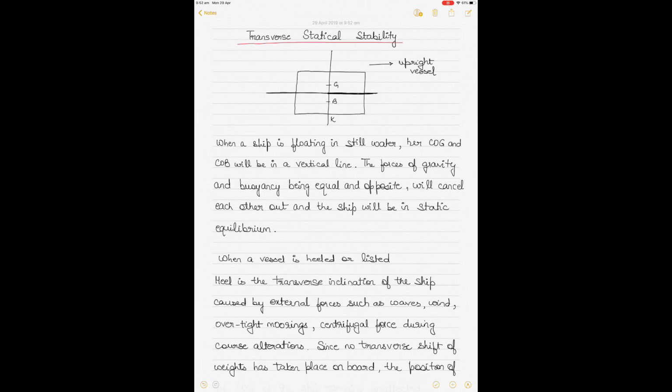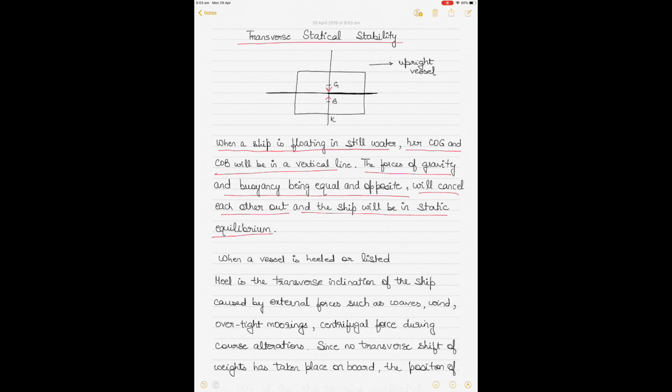Now this is a box-shaped upright vessel, and let's say that when a ship is floating in still water, and that means she's not rolling or pitching, her center of gravity and her center of buoyancy will be in vertical lines. So COG stands for center of gravity and COB is center of buoyancy. The force of gravity acts downwards and the force of buoyancy acts upwards. These forces, being equal and opposite, cancel each other out, and the ship attains a state of what we call static equilibrium.